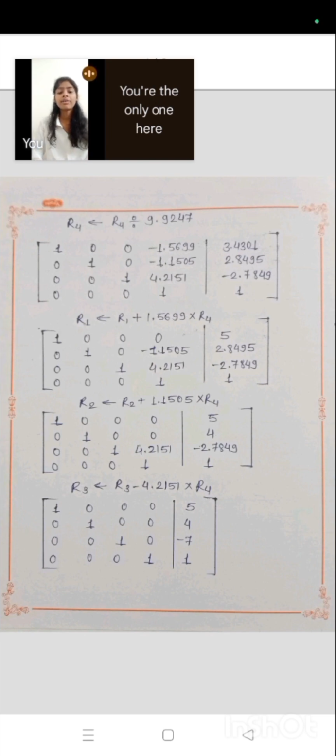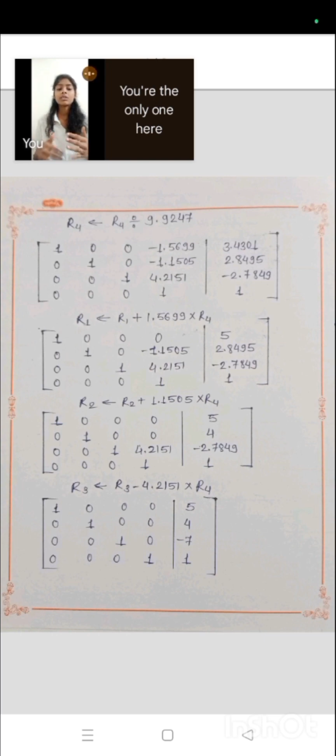And we write R1, R3 and R4 as they are, and we again put the operation in R3 is equal to R3 minus 4.2151 into R4. Here there is no change in R1, R2 and R4, only R3 changes. In columns 1, 2 and 3 the values have no change, and in column 4 R3 value is 4.2151 minus 4.2151 into R4 value 1, so the value is 0. In column 5, R3 value is minus 2.7849 minus 4.2151 into R4 value 1, so the value will be minus 7, and we write R4 as it is.